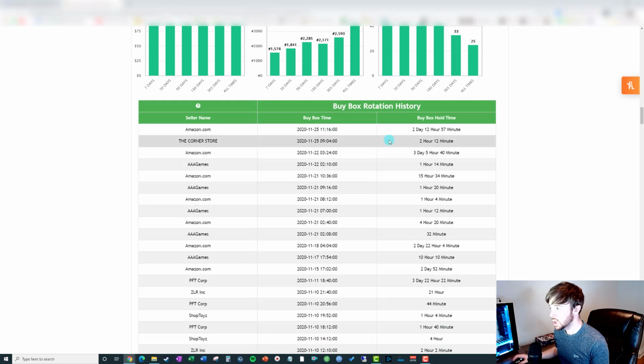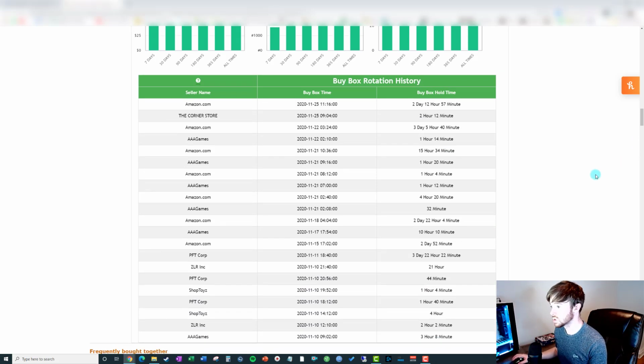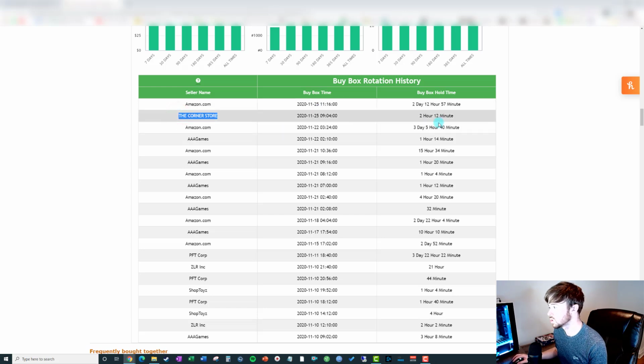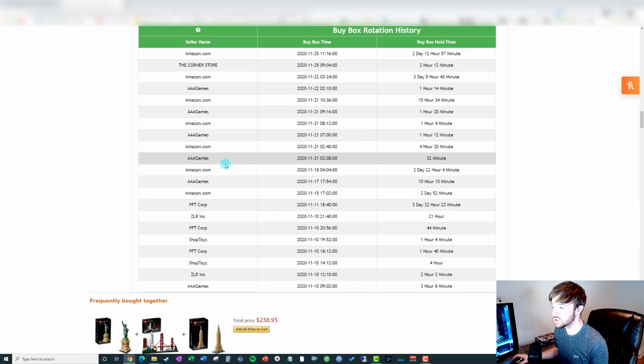That's fantastic. And then down here we see the buy box rotation history, which is, again, just incredible. When Amazon sells out of the item, the buy box will go to somebody else. And you can see that happening here. So Amazon has the buy box, for example, for 3 days, then they sell out, and then the corner store took the buy box for 2 hours, and then Amazon came back online with another 2 days before it sells out again. This stuff is so powerful.